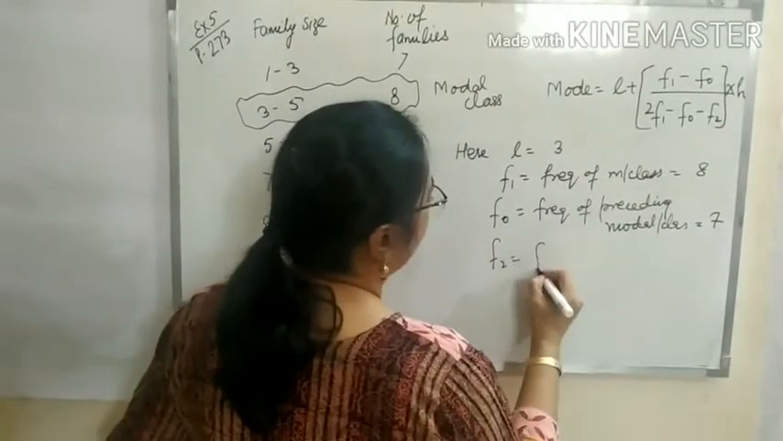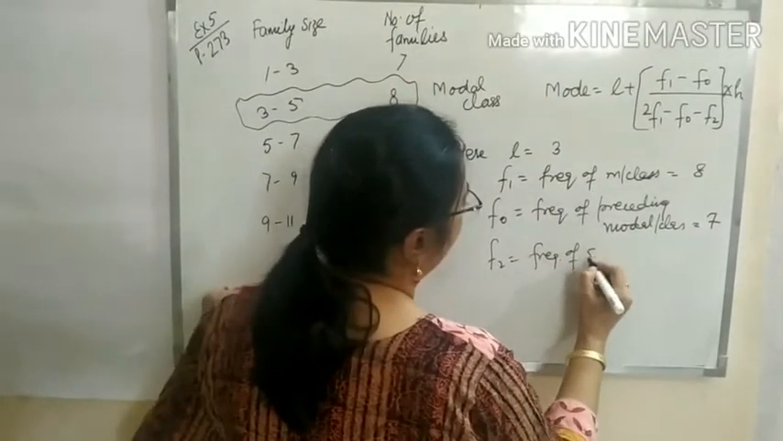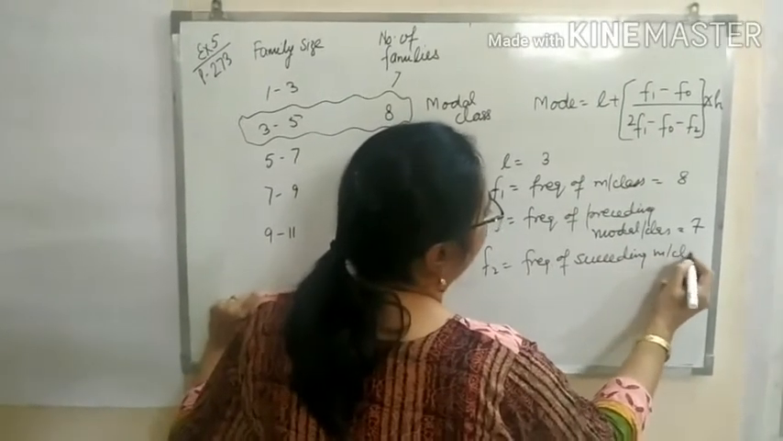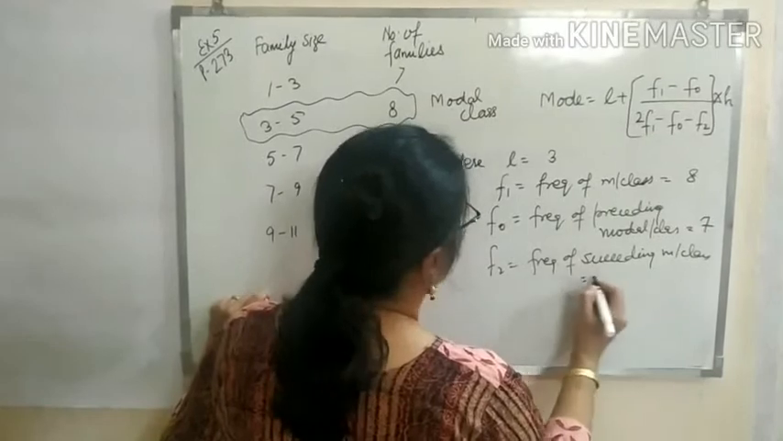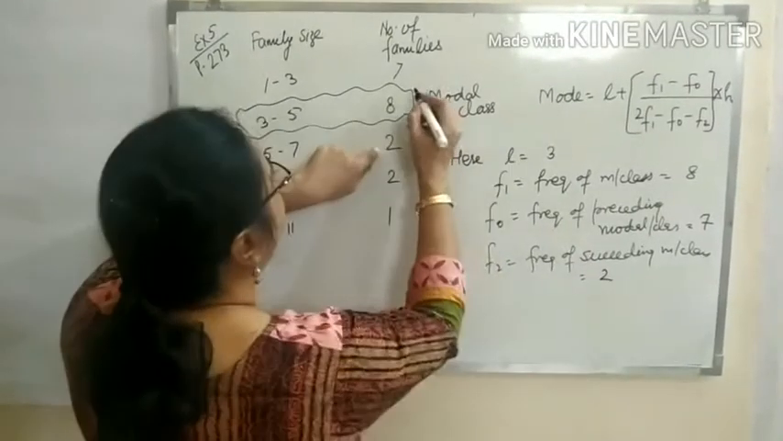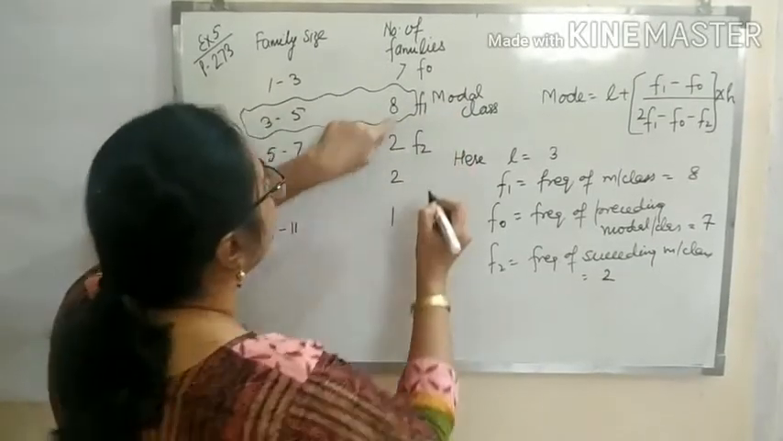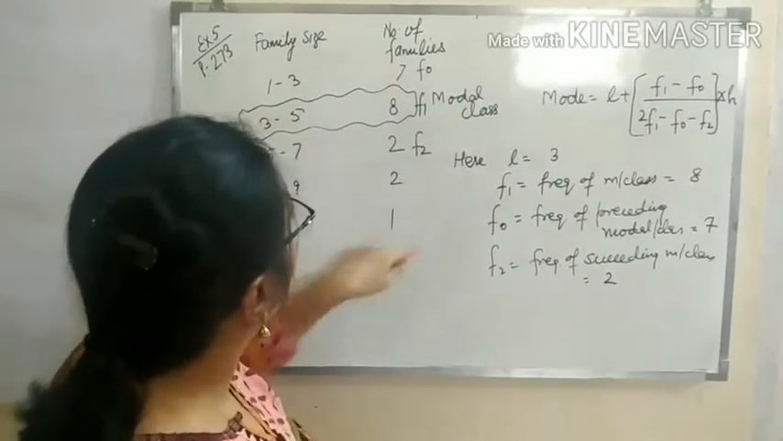F2 is the frequency of the succeeding modal class. Succeeding modal class is the next class of the modal class, and this is equal to 2. So I can write it like this also, F0, F1, F2. These are the values. You can write it in the table also.